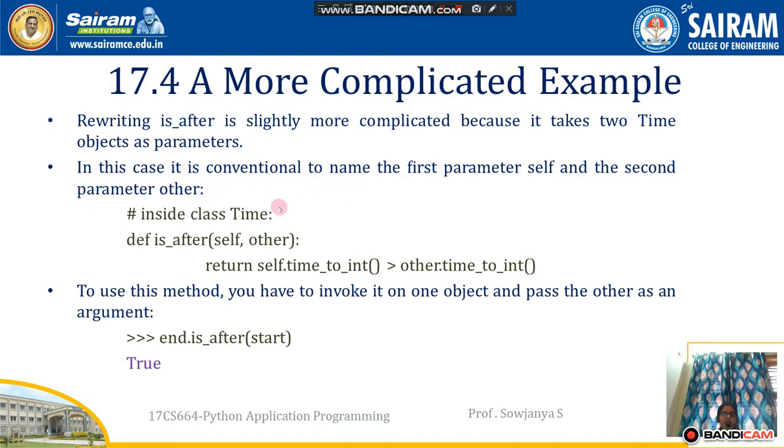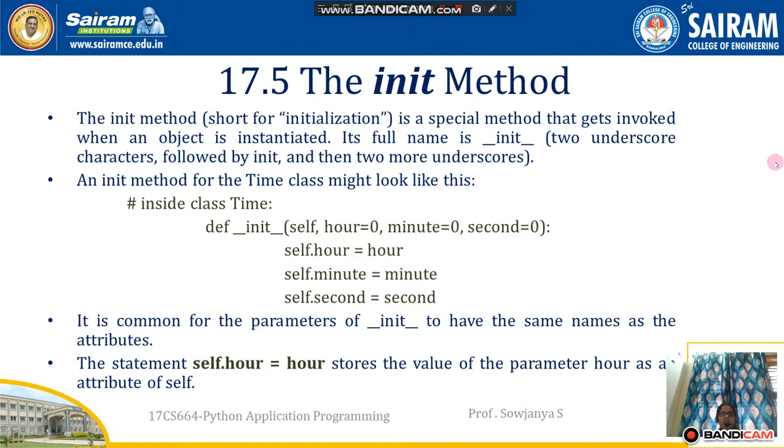In this case, it is conventional to name the first parameter self and the second parameter other. So how can we write it? Define is_after with self, other, and return self.time_to_int() greater than other.time_to_int(). To use this method, you have to invoke it on one object and pass the other as an argument. How can we do it? end.is_after(start) gives you a True value. So this is one such example.